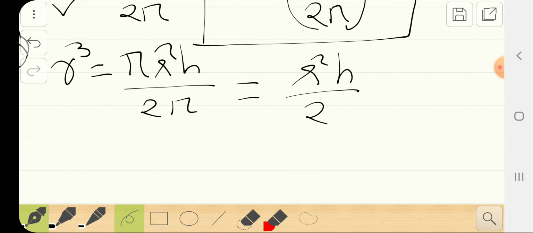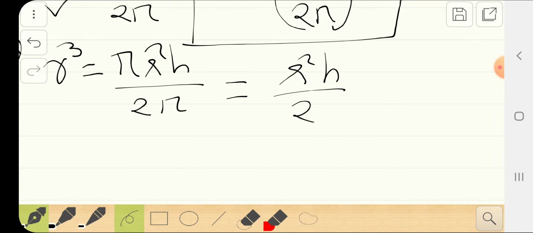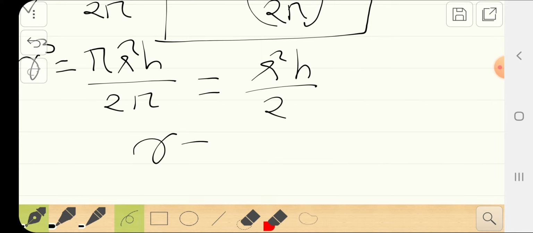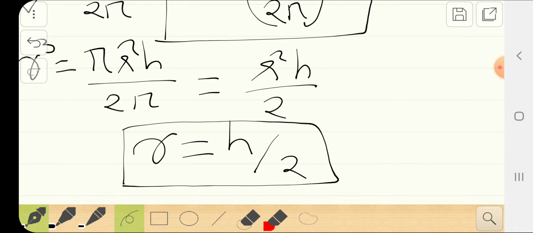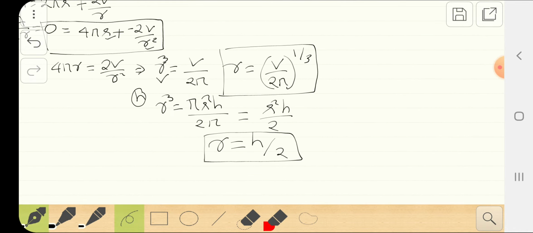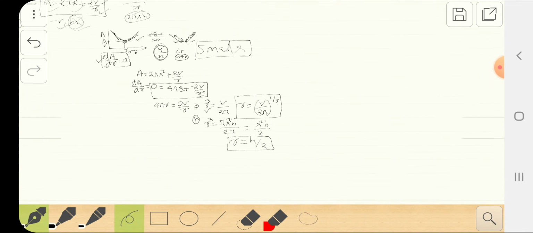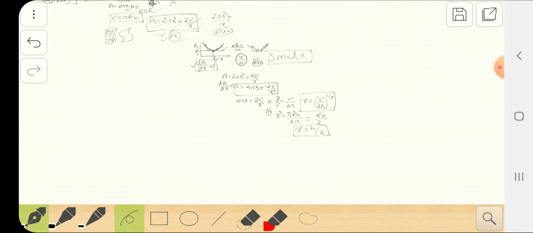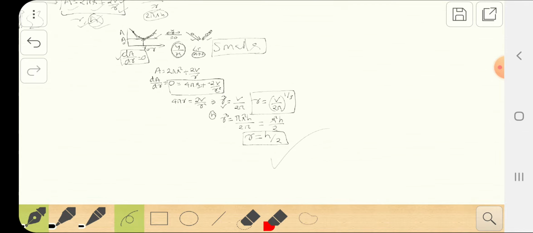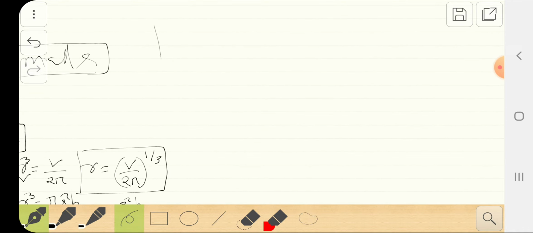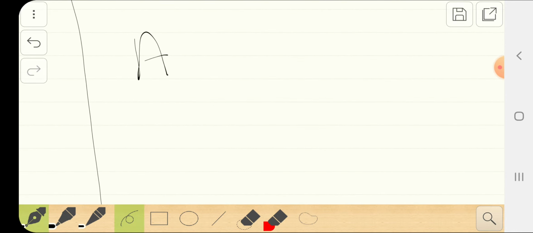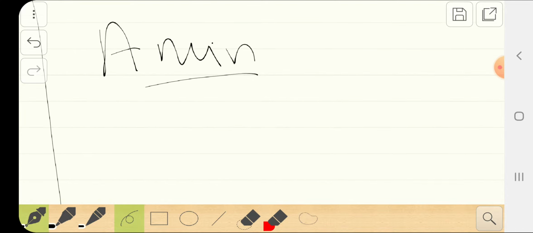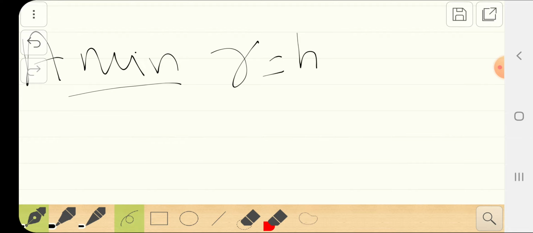Okay, so if you found out r square and r cube here, it cancels and you get r is equal to h by 2. Wow, that's a very good relation. That means any cylinder will always have this relationship, so that if the area has to be minimized, if the area is minimum, that means r must be equal to h by 2.